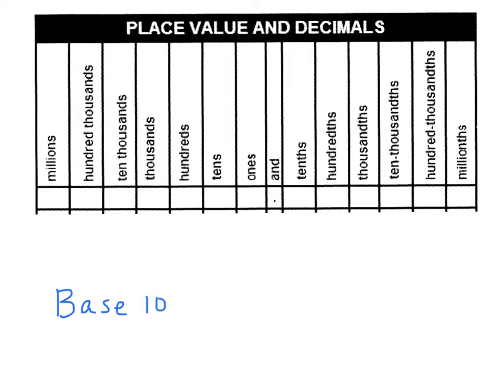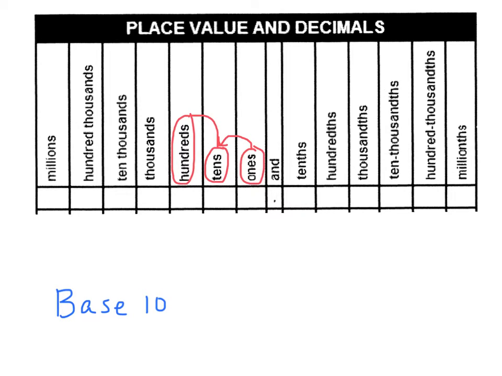Our decimal number is called a base 10 decimal number system, and the reason for that is because every time that you move from one of the decimal place values to the one to the left, the value of the number increases by 10. You multiply by 10. So that's why it's called the base 10 system.